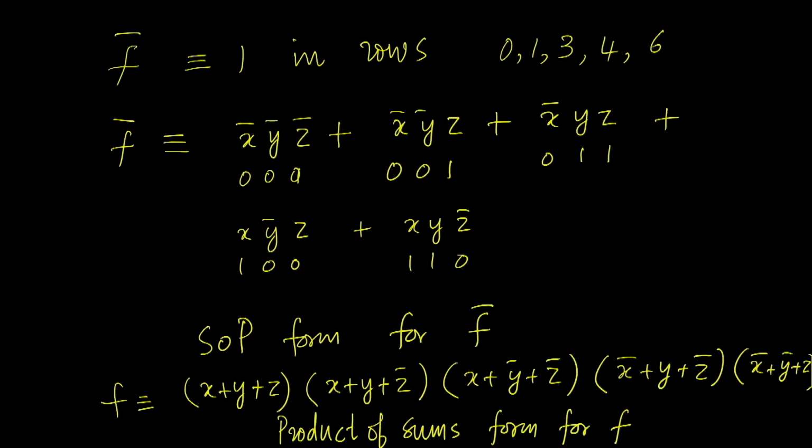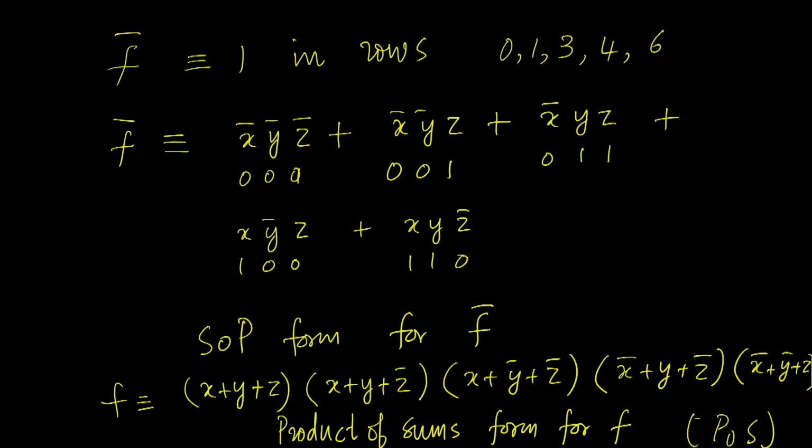F bar is true in certain rows. You identify all the rows in which f bar is true. These are precisely the rows in which f is false. Then from these rows we construct the sum of products form for f bar. Then if you apply De Morgan's law on this sum of products form for f bar, we get the product of sums form for f.